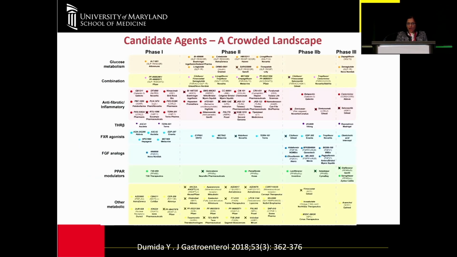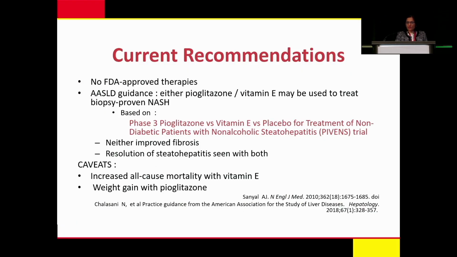So obviously this is a crowded landscape and you're not going to be tested on this slide. There are many agents currently undergoing evaluation for NAFLD. Several have fallen by the wayside. And so currently there are no FDA-approved therapies. AASLD guidelines suggest that either pioglitazone or vitamin E may be used to treat biopsy-proven NASH. This is based on the pivotal PIVENS trial. There are a couple of caveats that you need to be aware of. There's increased all-cause mortality with vitamin E, and weight gain has been noted with pioglitazone.